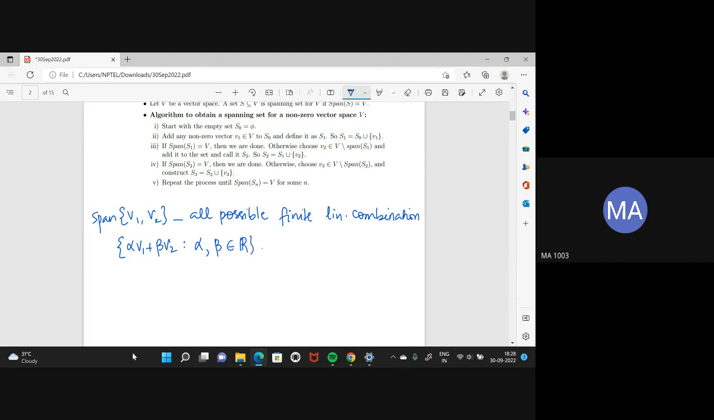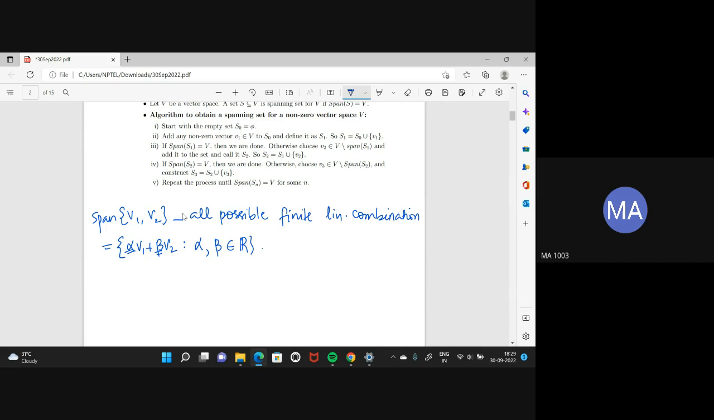Here, dependence and independence doesn't matter. We are not talking about dependence, independence at all. We are just talking about the span of a set. The set may be linearly independent or dependent, it doesn't matter. So span is just the set of all possible linear combinations of these 2 vectors. That's all. You take all possible linear combinations. Whatever possible coefficients for V1 and V2 are there, all that will be included.